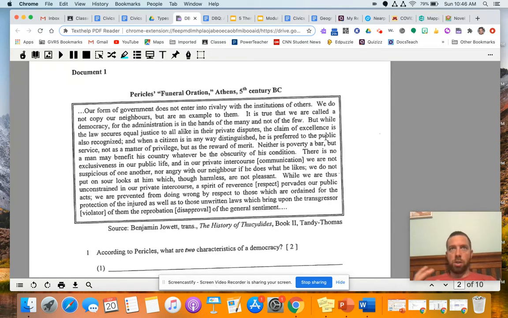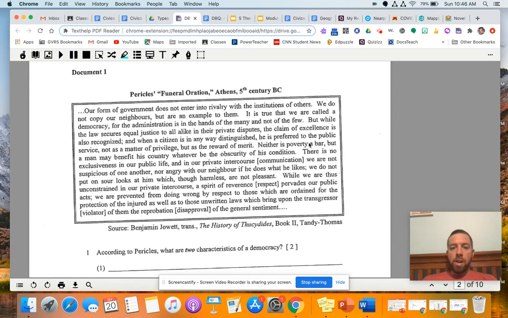We call our politicians our public servants because they're the ones who serve us. They want to represent us in government, right? And he says it's not really a matter of privilege, but a reward of merit. So if you are a person who really embodies strong moral thinking, good moral values, and democratic values, you should be rewarded by being someone who represents the people in government, right? That's what he's saying there.